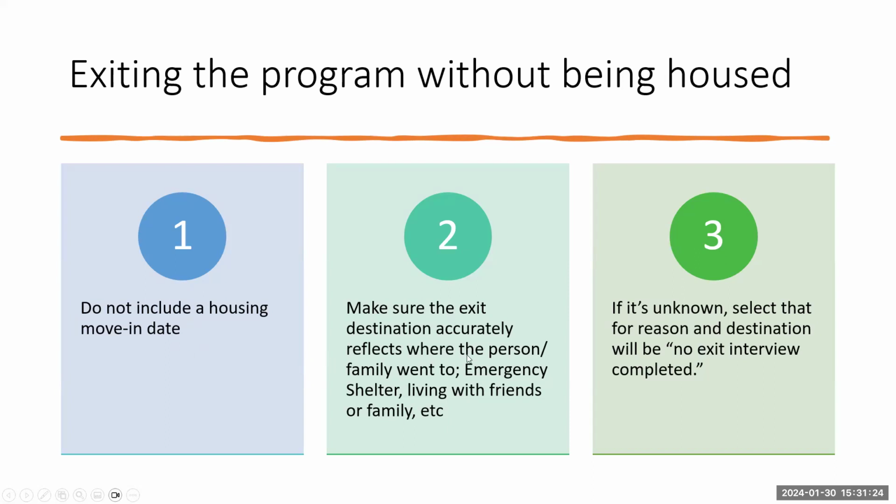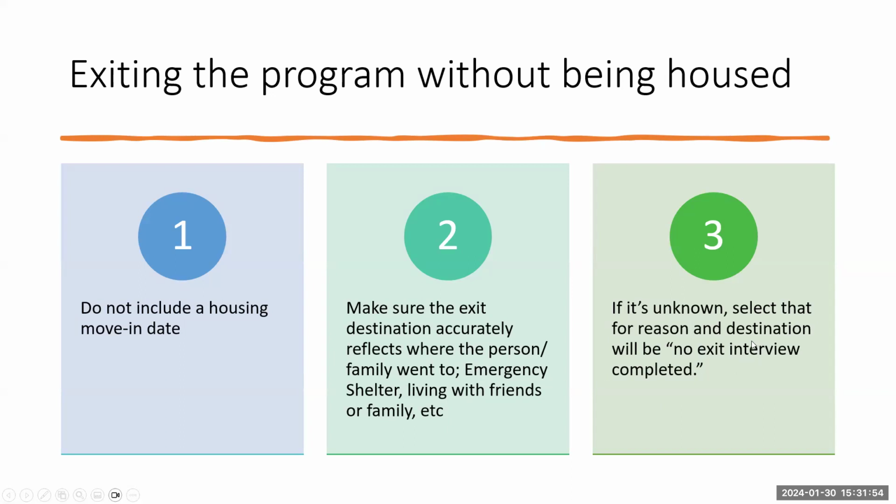Number two, you make sure the exit destination accurately reflects where the person or family went to. So if they went to emergency shelter, so maybe they stayed in the shelter and they didn't want to engage in services with that particular rapid rehousing project, or if they went to live with family or friends, or whatever scenario really makes sense, make sure that it is accurately reflecting where the person or family went to.